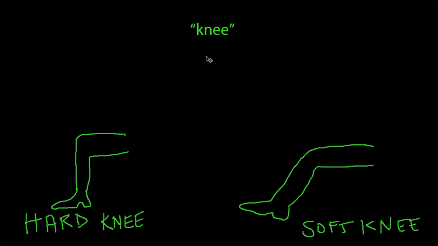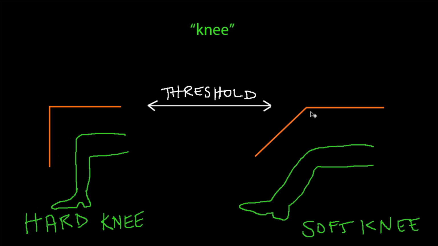It's because it's taken from the angle of a knee on a leg. A hard knee compressor is represented by this shape, a vertical leading up to the horizontal. A soft knee compressor is represented by this shape, a gentle slope leading up to the horizontal. But in both cases, the horizontal is the threshold that we set. Right? So compressors respond differently to signals approaching and crossing the threshold depending whether they're hard or soft knee.